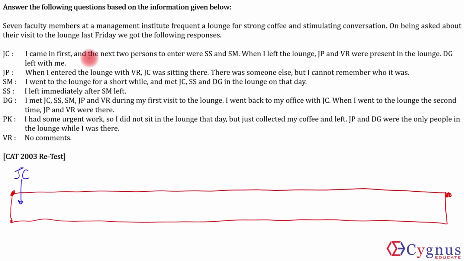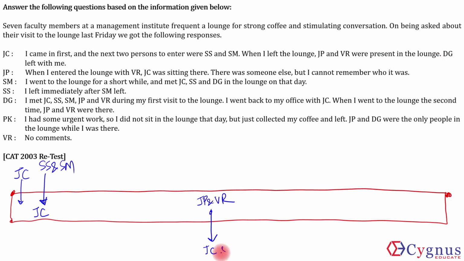Fine. And the next 2 persons to enter were SS and SM. The next 2 people who came after JC were SS and SM. So JC was already there when SS and SM came in. Okay. Next, when I left the lounge, JP and VR were present in the lounge. So let's say JC leaves at this point here. So when JC left, JP and VR were present in the lounge.